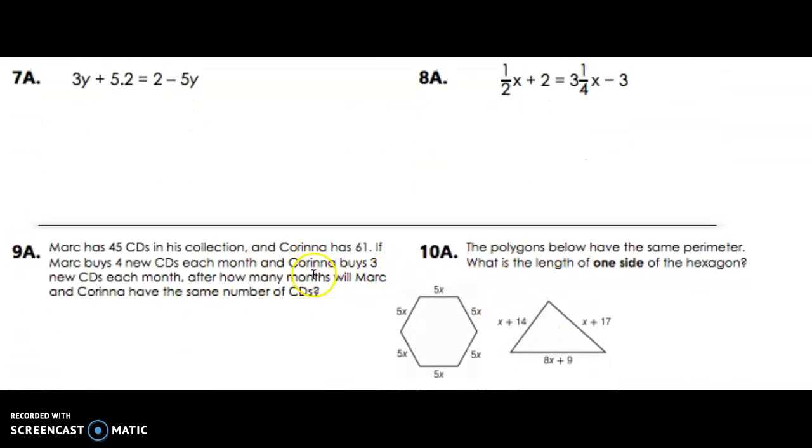9 and 10 also are talking about perimeter and a word problem, so try your best with those. And then 7 and 8 again are just we want to add or subtract our variables to one side and add or subtract our numbers to the other, and then multiply or divide to undo our coefficient and to get x or y, whatever variable, by itself.